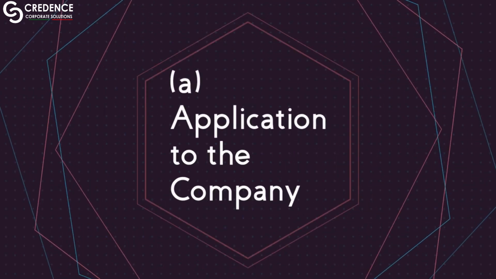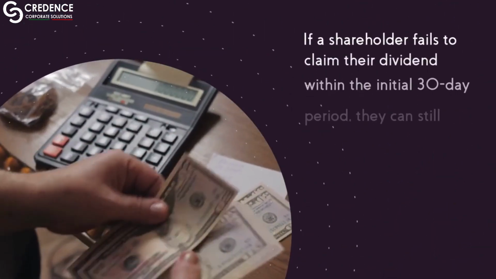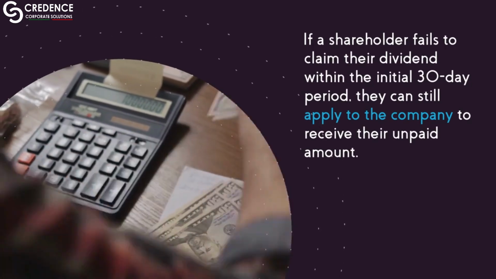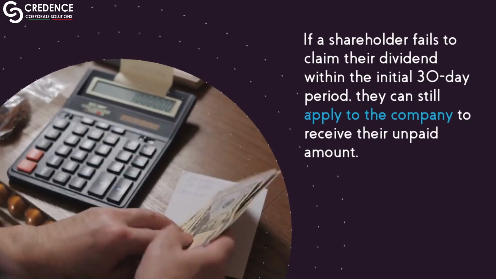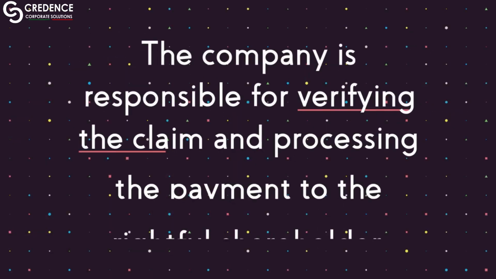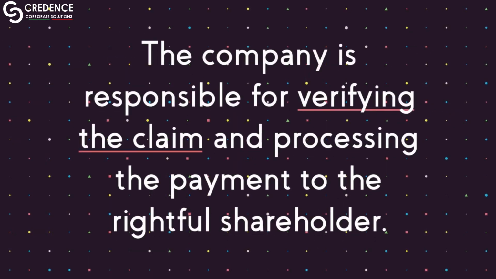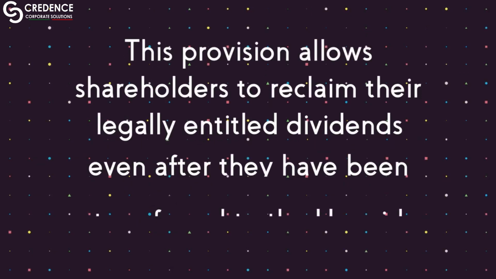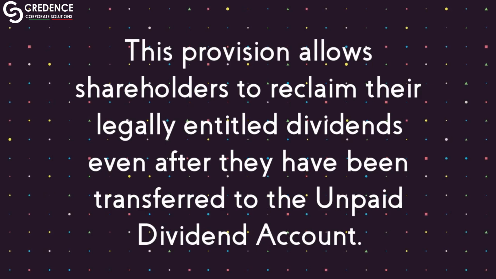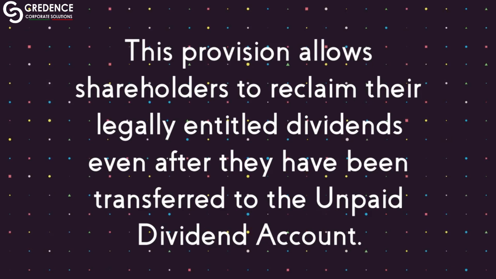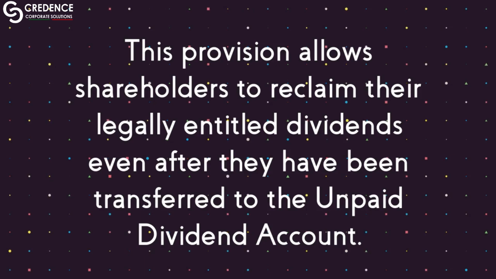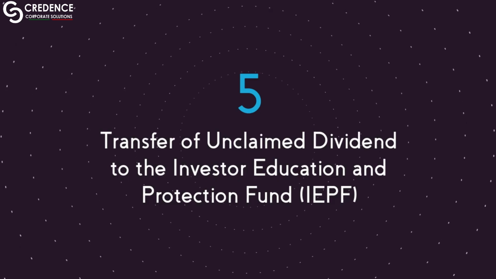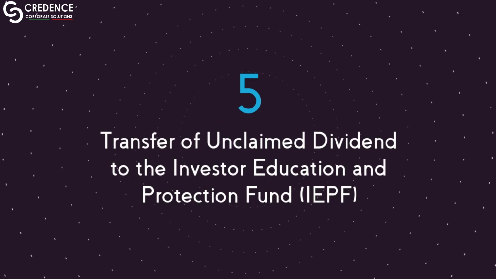4. Process for claiming unpaid dividends. A. Application to the company. If a shareholder fails to claim their dividend within the initial 30-day period, they can still apply to the company to receive their unpaid amount. The company is responsible for verifying the claim and processing the payment to the rightful shareholder. This provision allows shareholders to reclaim their legally entitled dividends even after they have been transferred to the Unpaid Dividend Account.